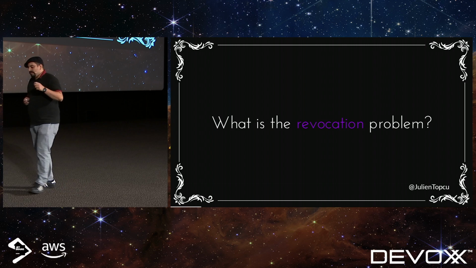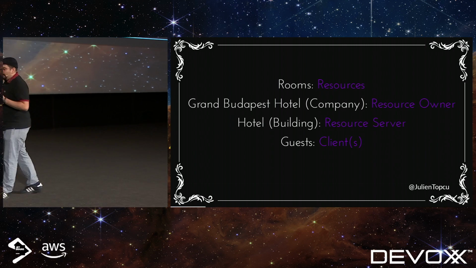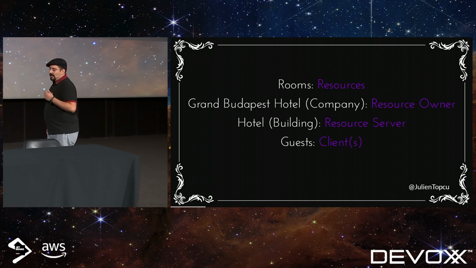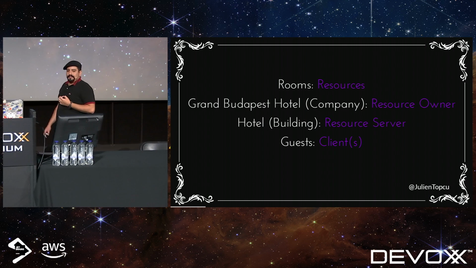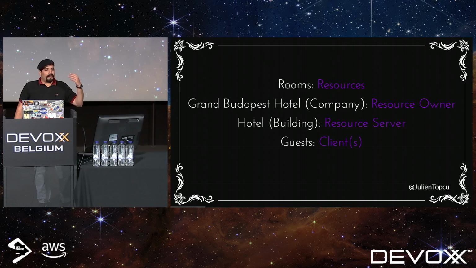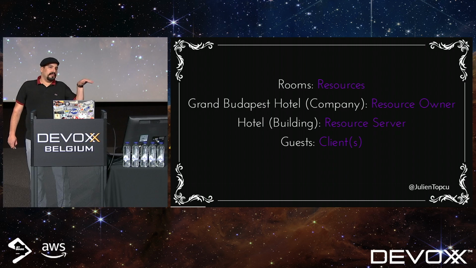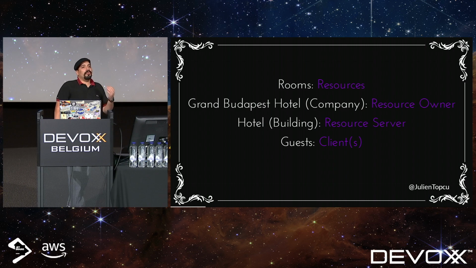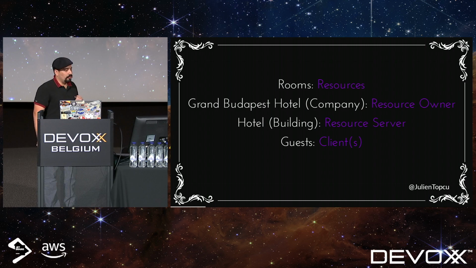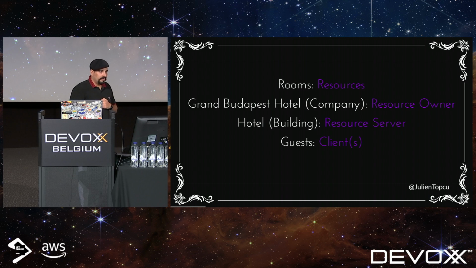And if you remember the use case, I mean the scenario, we had people fighting, and they were fighting for rooms. Here, we will put some words of vocabulary. So the rooms are the stuff that people try to access, so we will call that the resources. The Grand Budapest Hotel, I mean the company, is the one who owns the rooms, so it will be the resource owner. The hotel is the building, where physically you will find the resources, I mean the rooms, so it will be the resource server, and the guests are the ones trying to access the rooms, so they will be called the clients.